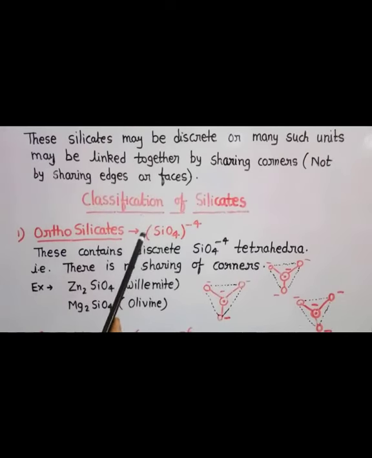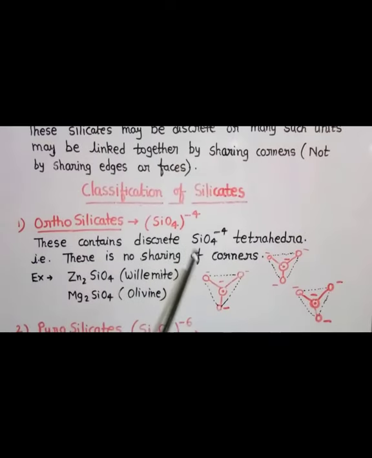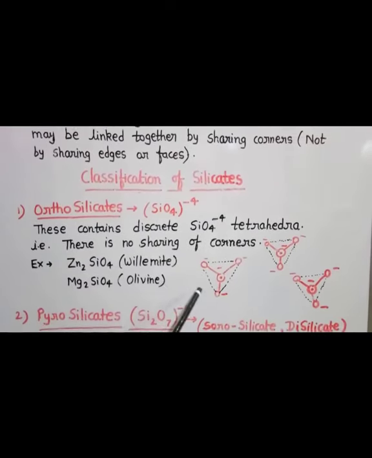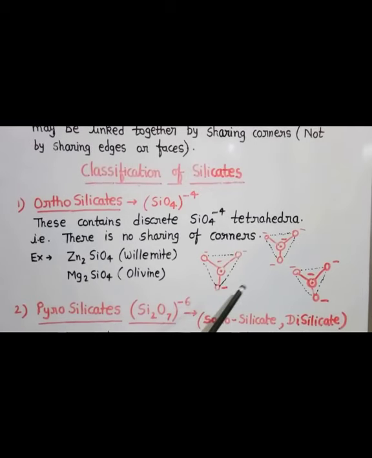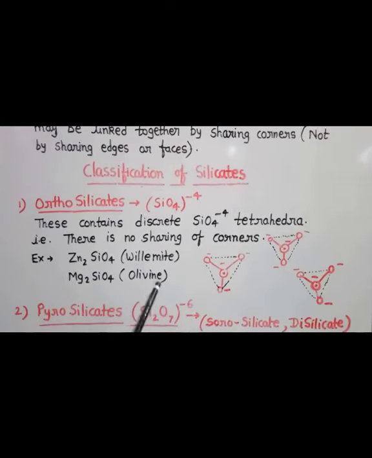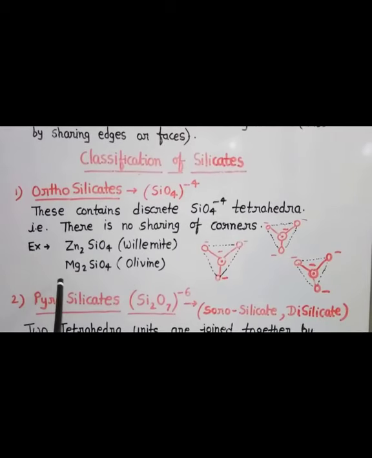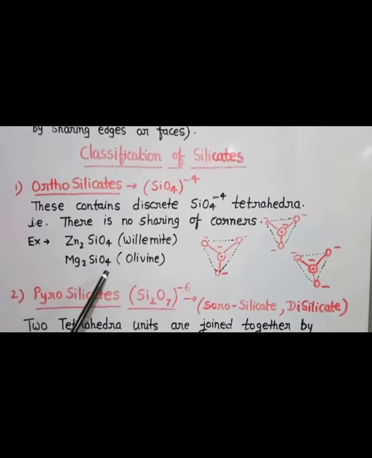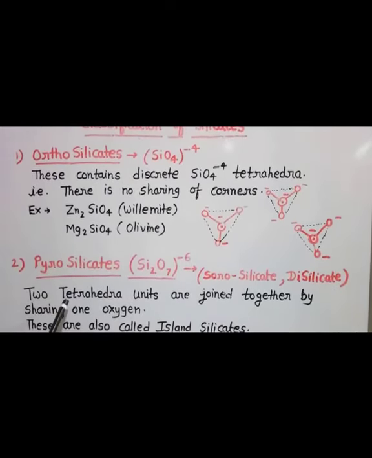Now we are going to discuss the classification of silicates. The first type is orthosilicates, otherwise called nesosilicates. These contain discrete SiO4 4- tetrahedral units, with no sharing of corners, only that unit alone. Examples are Zn2SiO4 and Mg2SiO4, otherwise called olivine. The second one is the pyrosilicates.